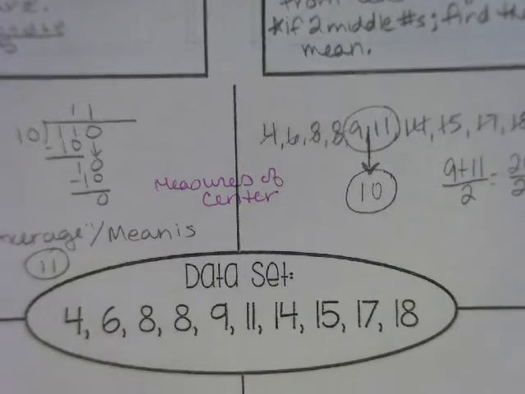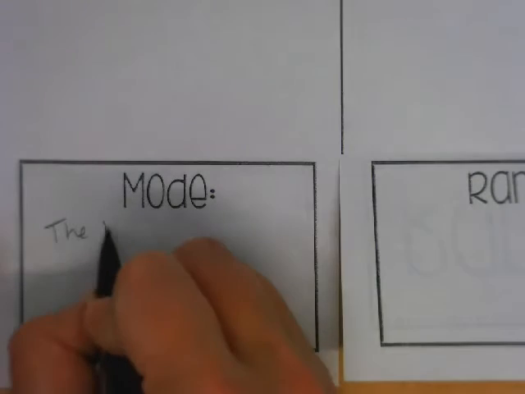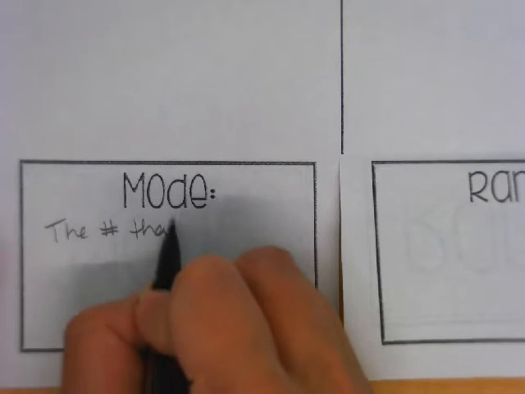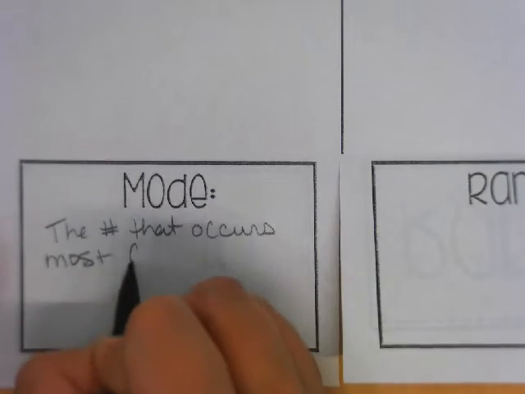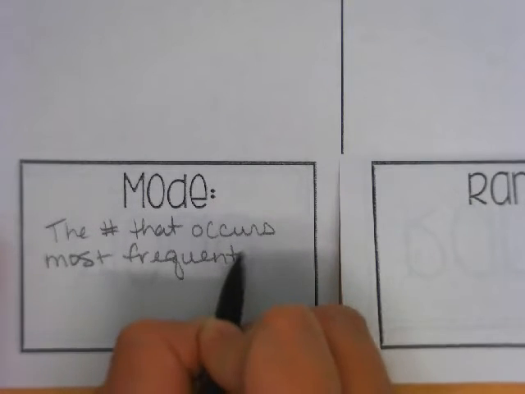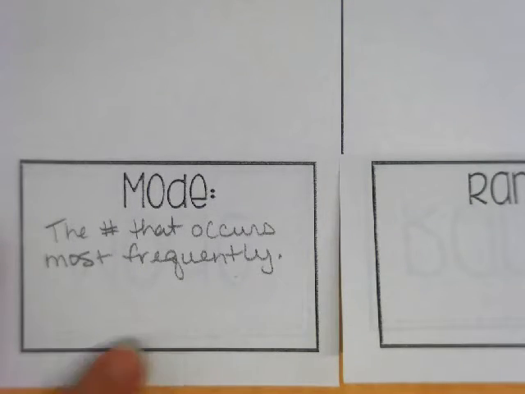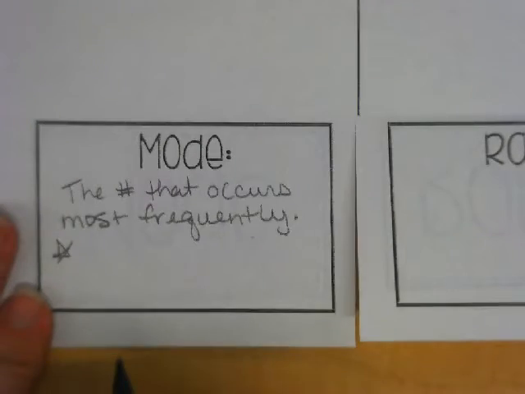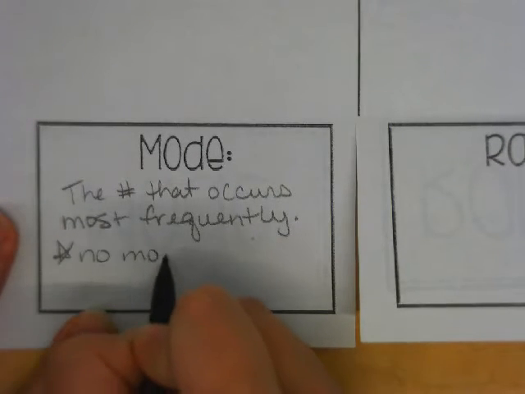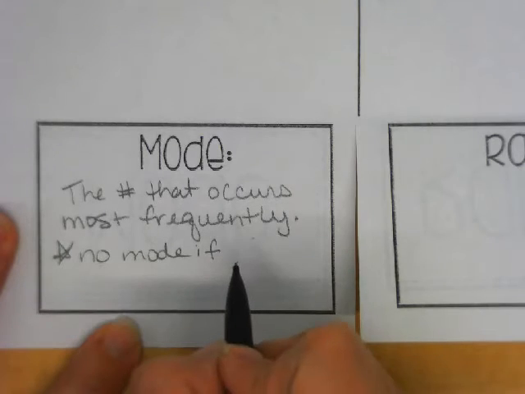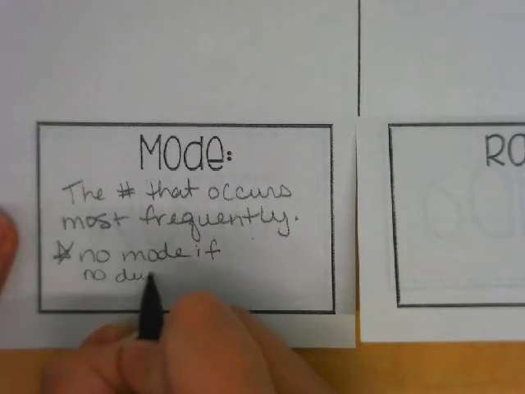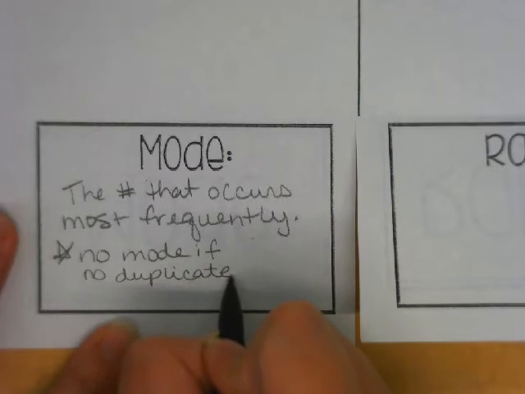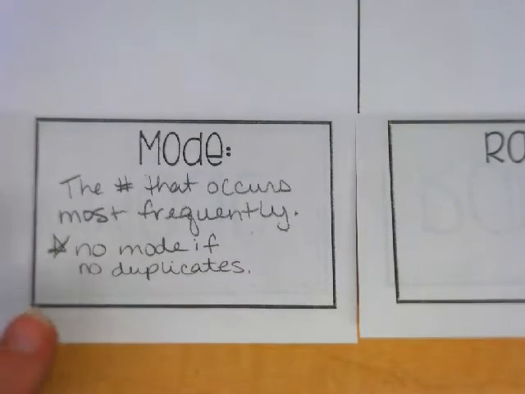The mode, this is probably the easiest one. The mode is the number that occurs most frequently. Okay? Little star here. There can be no mode if there's no duplicates. Duplicates or triplicates or all of that. Okay, so it is okay to have no mode.